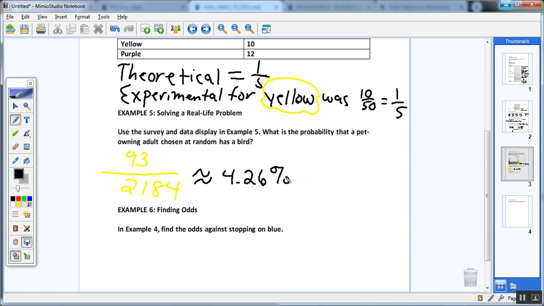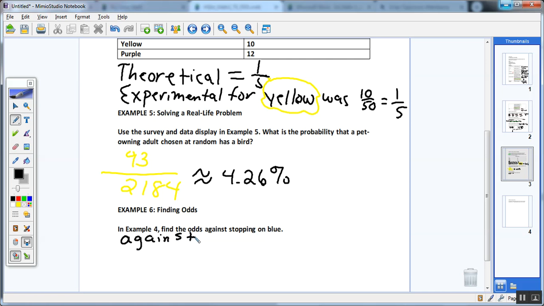Okay, here we go. Finding odds. Let's talk. It says use the table in example. This is where things get goofy. Odds against and odds for. I'm going to put a definition for odds against and odds for. Okay? Odds against.